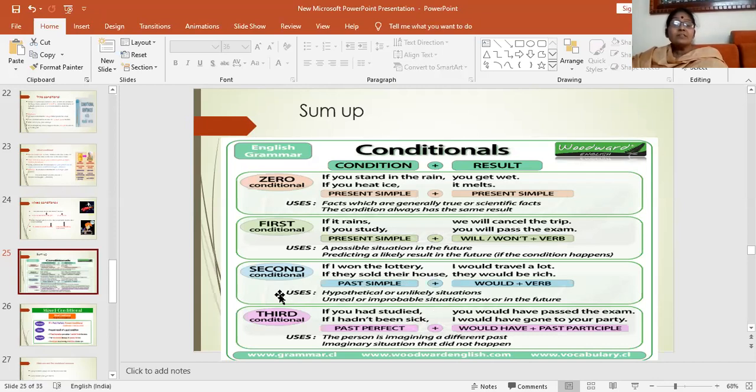Then what is our third conditional? For example, if you had studied, you would have passed the exam. This is about something that, if it had happened in the past, what would be the result? Right? If you had studied, you would have passed the exam. If I hadn't been sick, I would have gone to your party. So something that you would have done if that had happened, which will now not happen. Right? So the person is imagining a different, imaginary past situation that did not happen. So this is our third conditional.